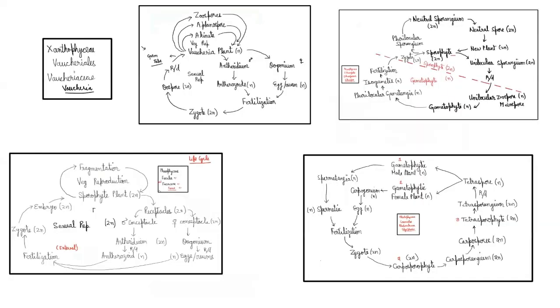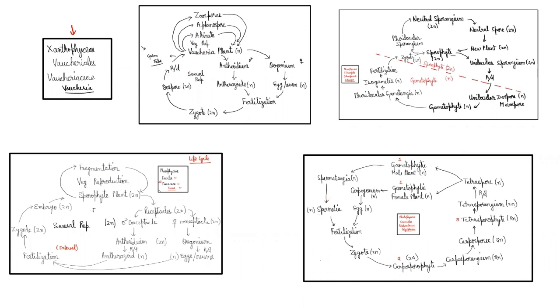So let us move ahead. Now we talk about the next class, that is Xanthophyceae, and it is about Vaucheria. In Vaucheria, you can see production of zoospore, aplanospore and akinetes in vegetative reproduction, and simple sexual reproduction takes place that leads to the formation of oospore, which undergoes reductional division.